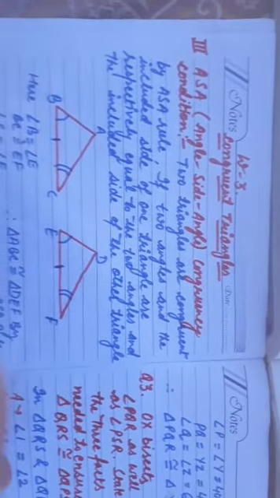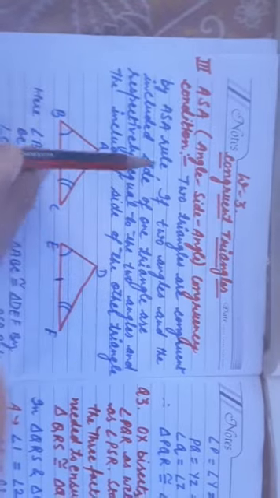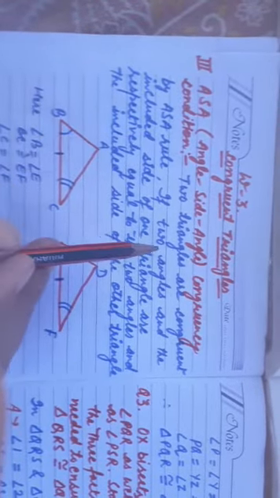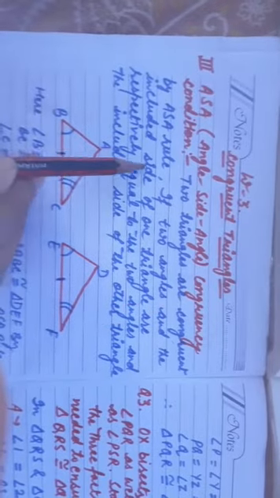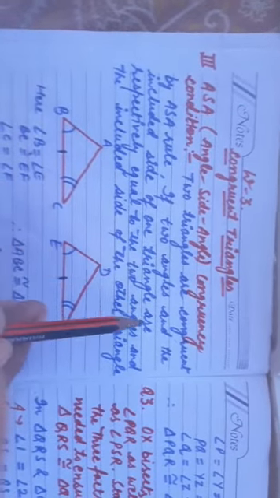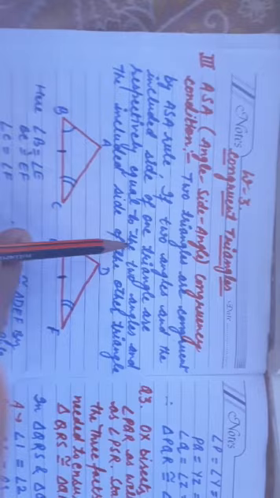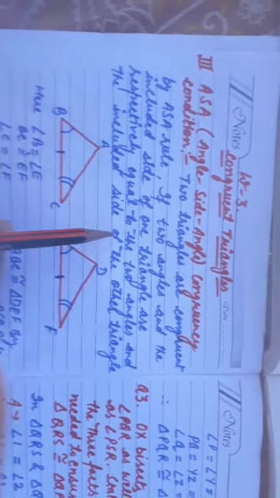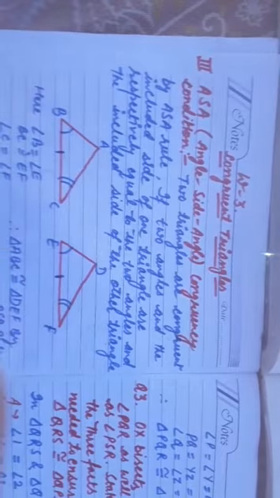According to this, two triangles are congruent by the angle side angle rule if two angles and the included side of one triangle are respectively equal to the two angles and the included side of the other triangle.